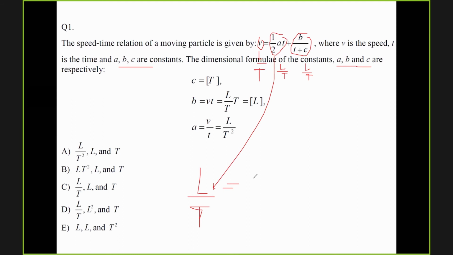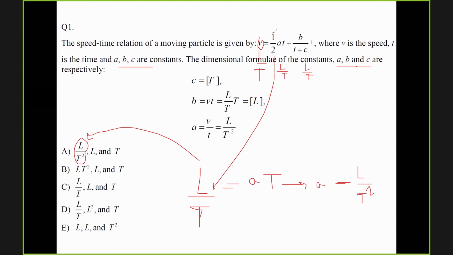We said the half has no dimension. Leave it as a. Then t is what? Big T. So now what's the dimension of a? a will equal L over T square. We're done with a. It's easy to do a first. He wants a, b, c. Now you can look at the answers. L over T square. Whoa, that's the only one. By the way, if you are in the exam, no need to do b and c. This is the only answer that has a as L over T square. But for the sake of clarity, let's do b and c.